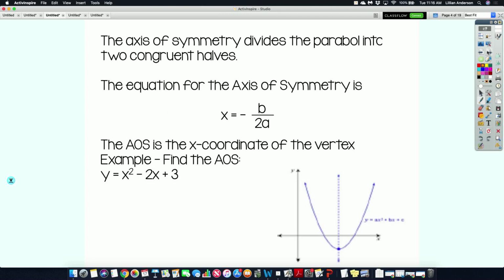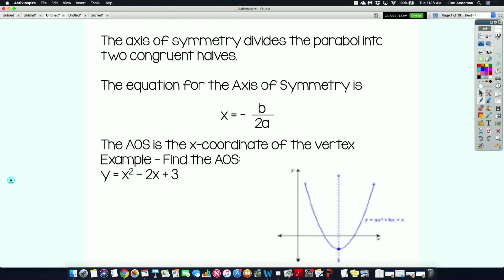Okay, the axis of symmetry, though, is a line that divides the parabola into two congruent halves. Okay, it divides the parabola into two congruent halves. The equation for the axis of symmetry, which you will need to know, is the formula x equals negative b over 2a. It does include the x equals because it is an equation. So you do need to remember this formula: x equals negative b over 2a. The b and the a come from the standard form of that quadratic.